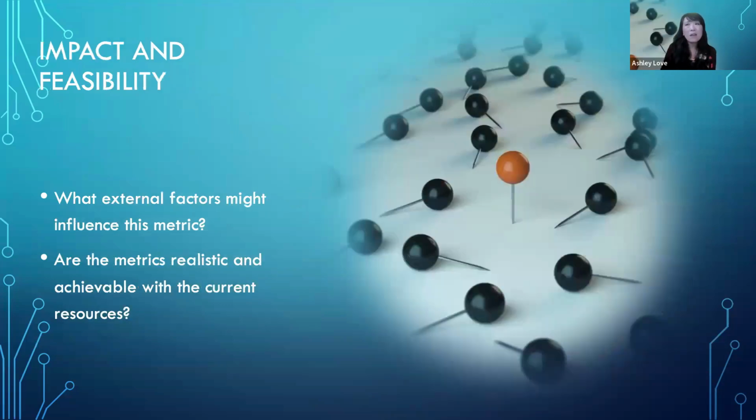Another thing that you have to look at is impact and feasibility. So what external factors might influence this metric? You may have a 100 question survey that people were willing to fill out during the pandemic because they were stuck at home, and they were happy to do something different and novel and help out society because we didn't know what was going to happen. But are they going to fill out the survey now? Are they going to devote their time to filling out the 100 questions? So you have to look at the feasibility as well as the impact.